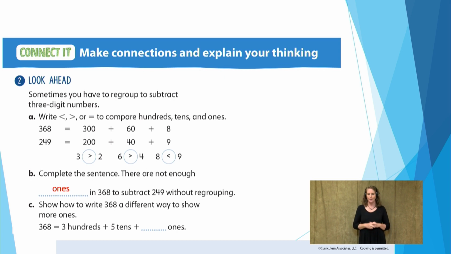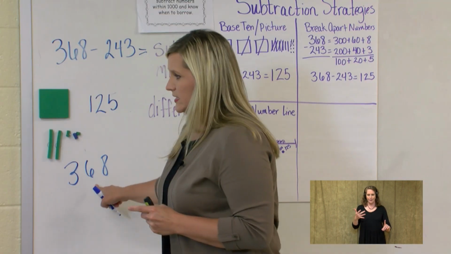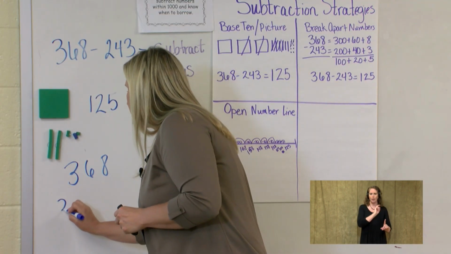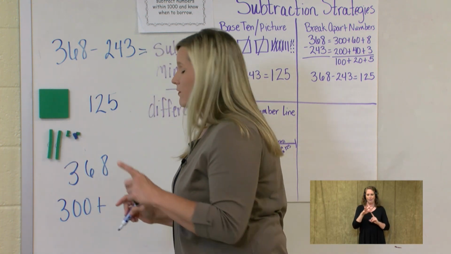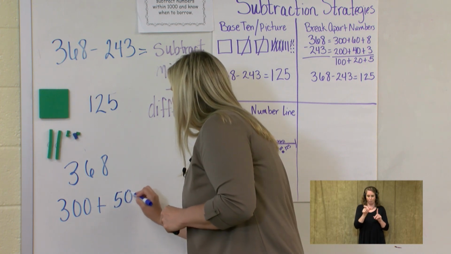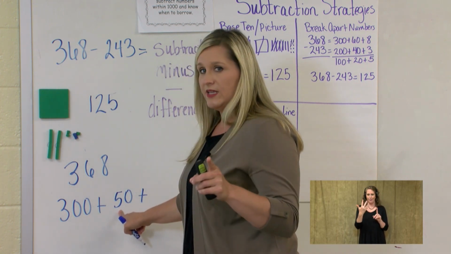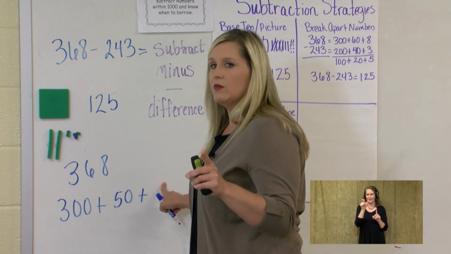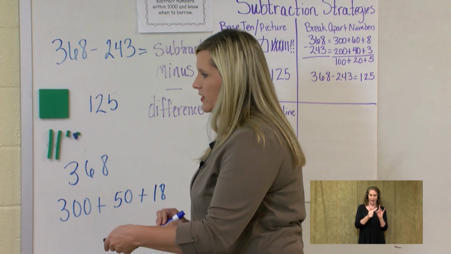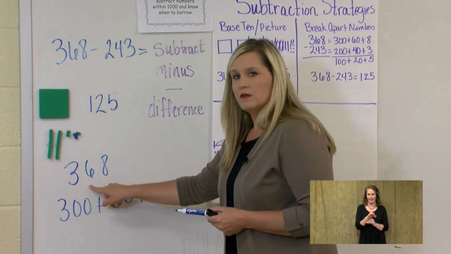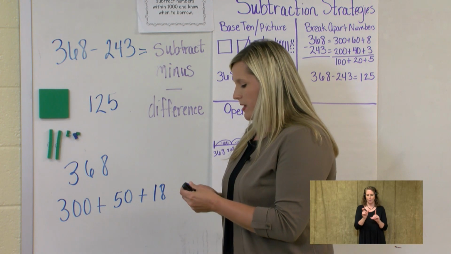So if you notice down here we have 368. They broke that up and instead of 368 they wrote it out as 300s, 50 or 5 tens, and then we took that 10 and we broke it up and we put it in the ones place. So that means we show 18 ones. So we broke that 10 apart. We took a 10 and then we broke it apart and we made it have 18 ones.